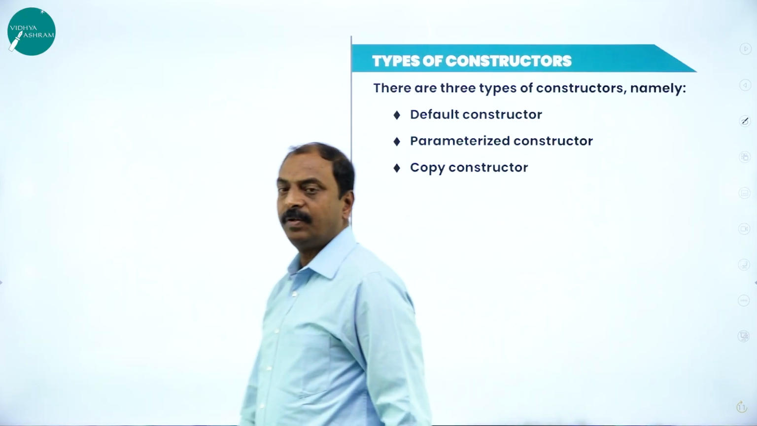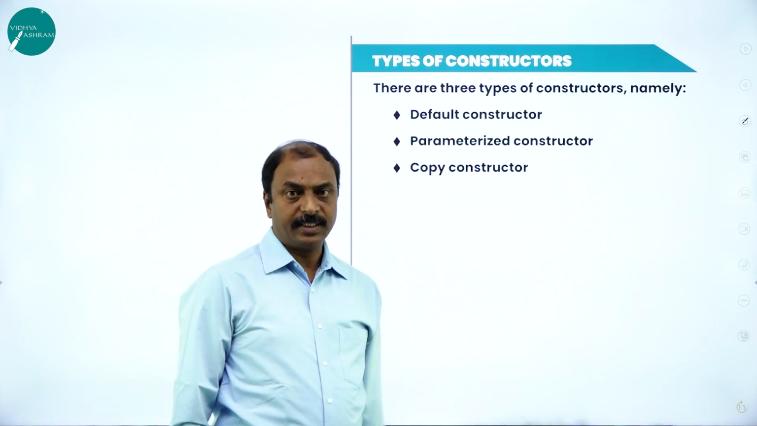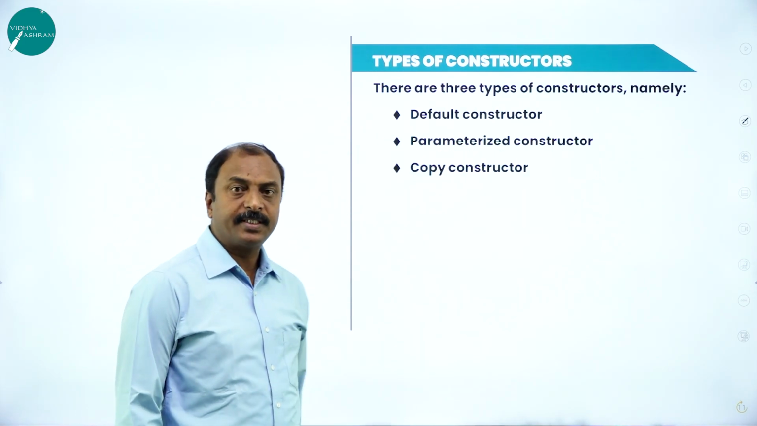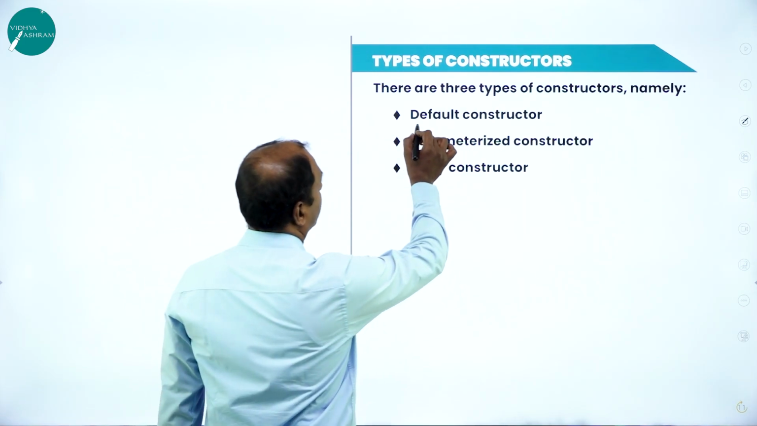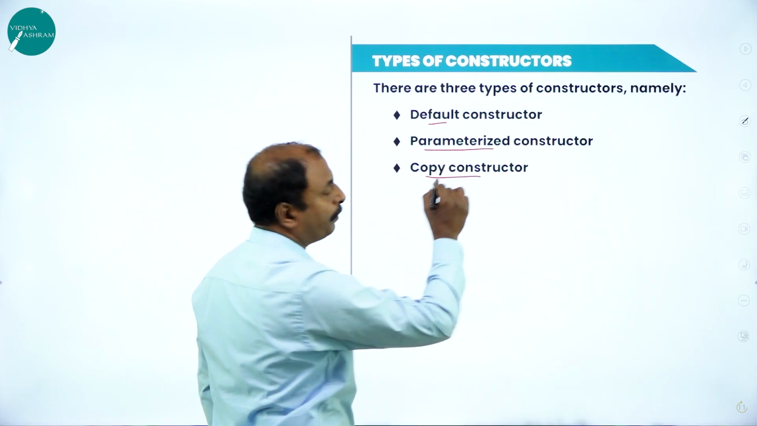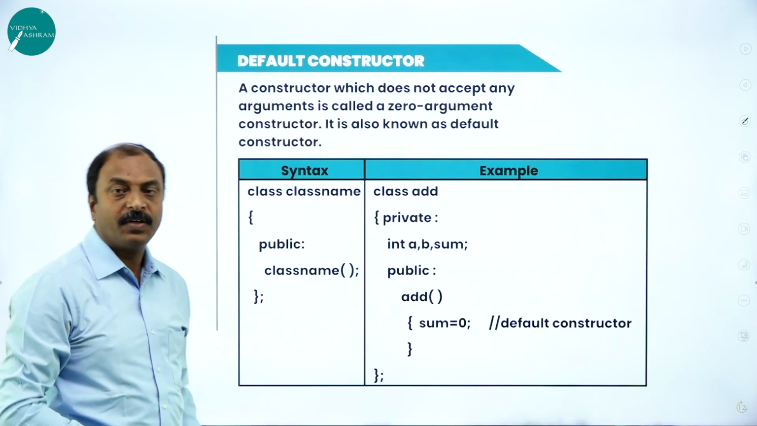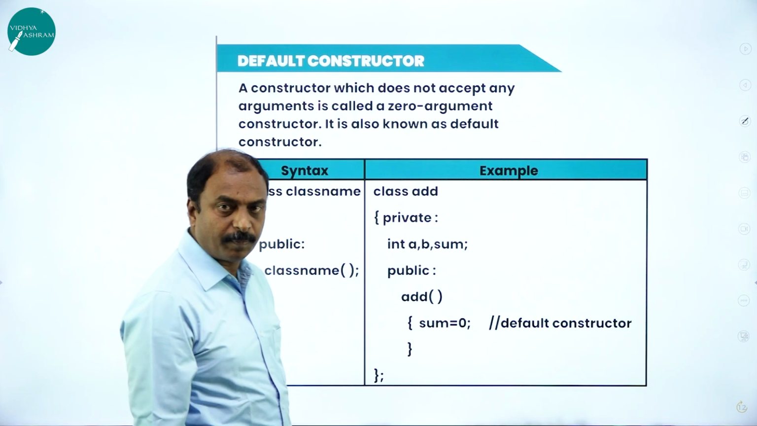Now in the next slide, the next concept is types of constructors. There are three types of constructors. They are default constructors, parameterized constructors, and copy constructors. Now let us discuss these definitions one by one.